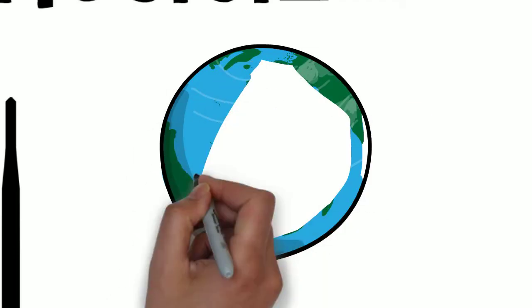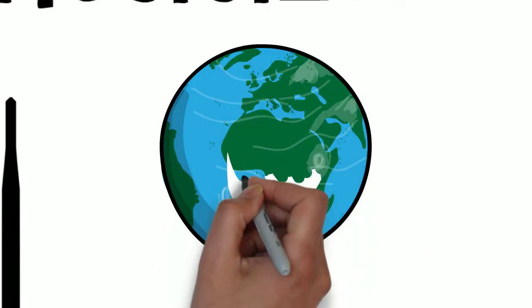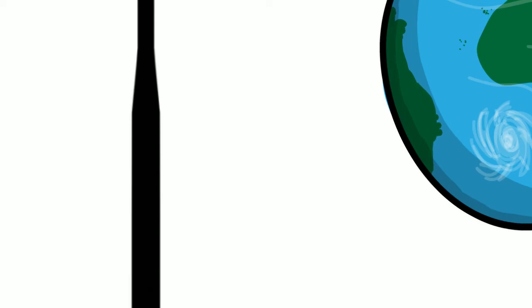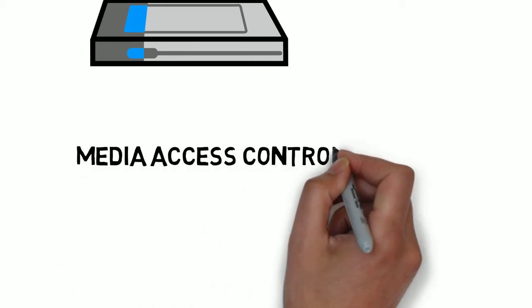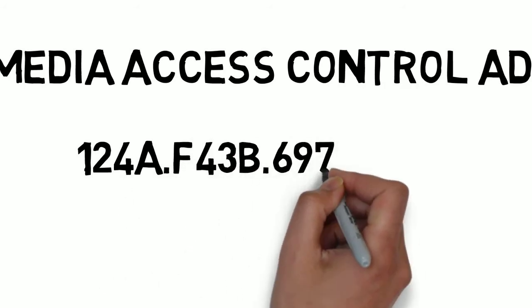So, how does the router know that the packet coming from outside world, where he sends it in the private network? The answer is using MAC address. The MAC full form is Media Access Control Address, and it's written in hexadecimal like this.